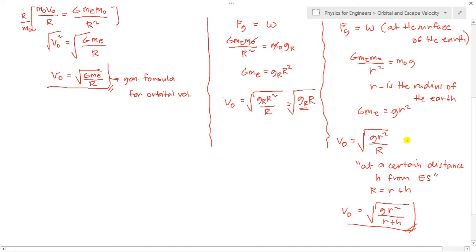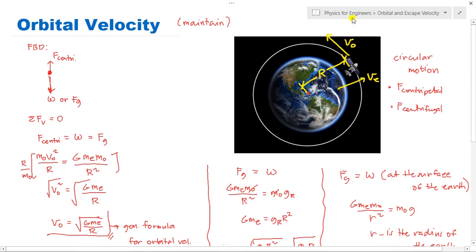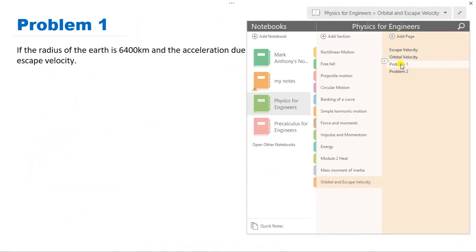Actually, this was derived from the general formula. So we derived this general formula for orbital velocity. Okay. So, let's try to solve sample problems.